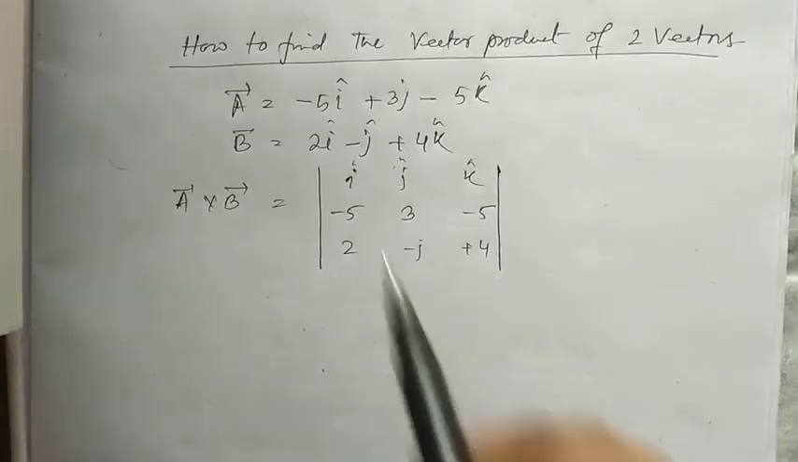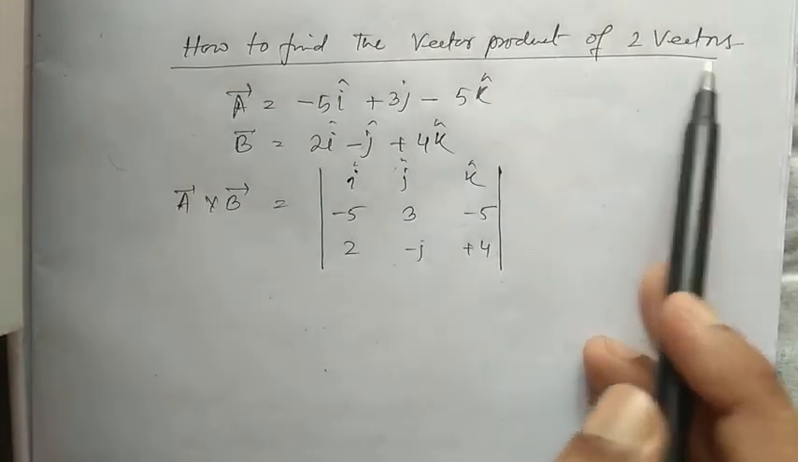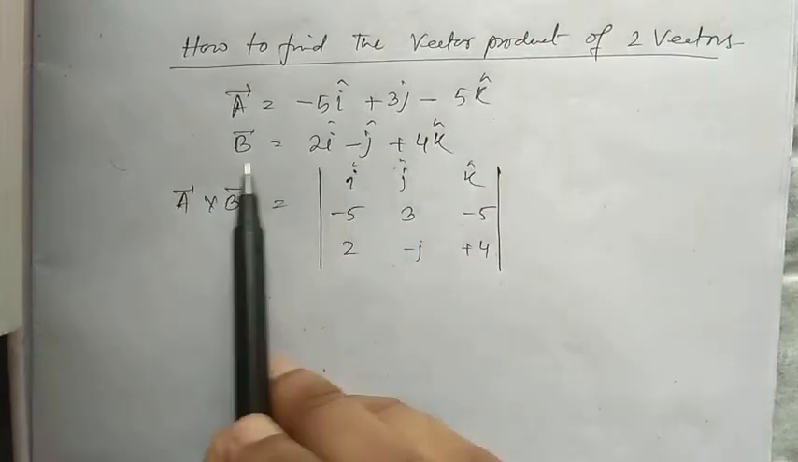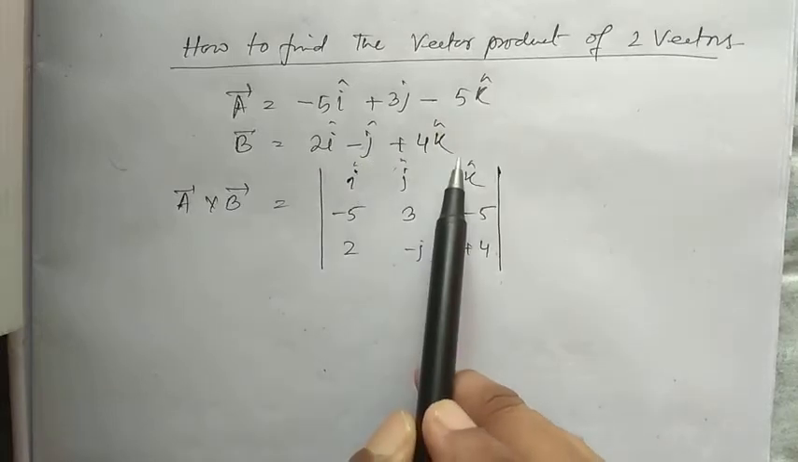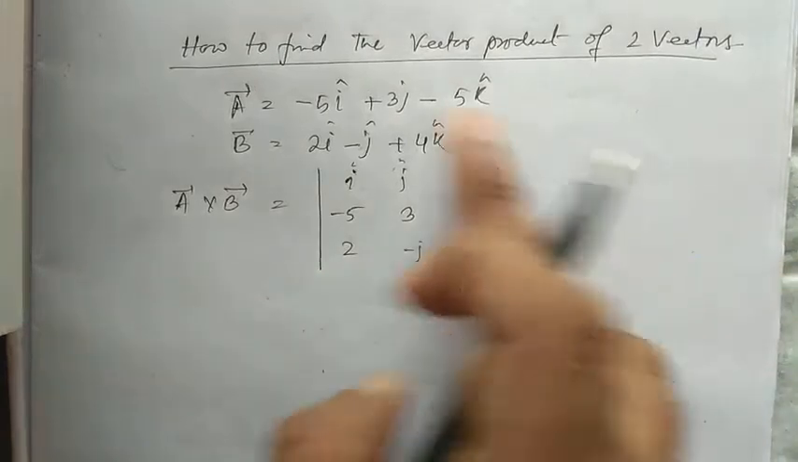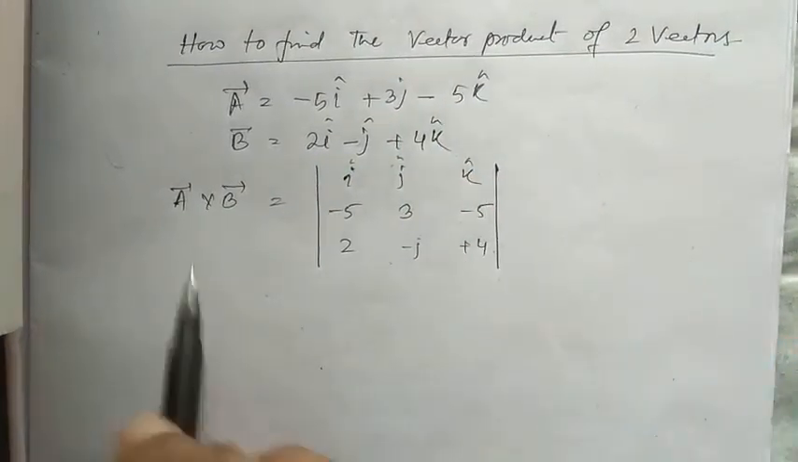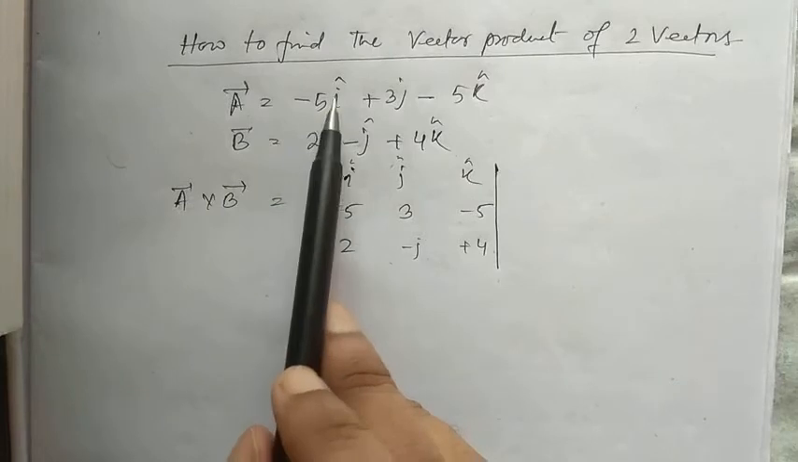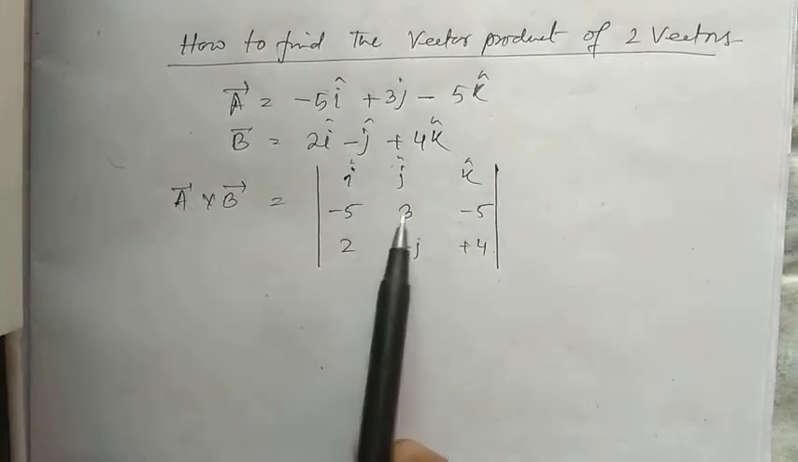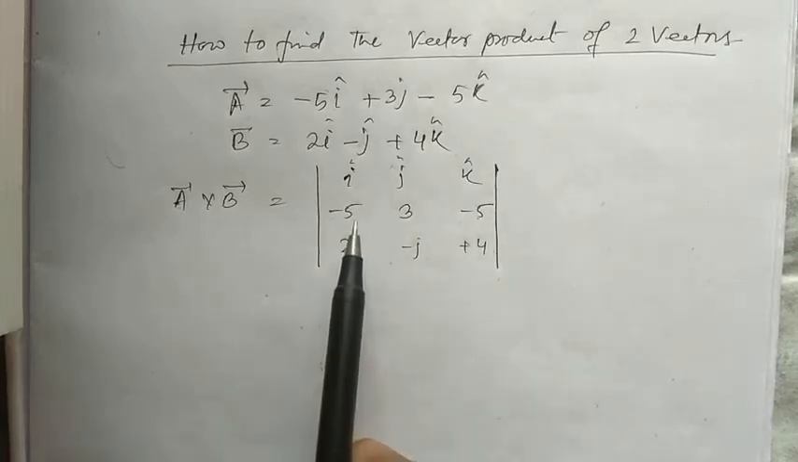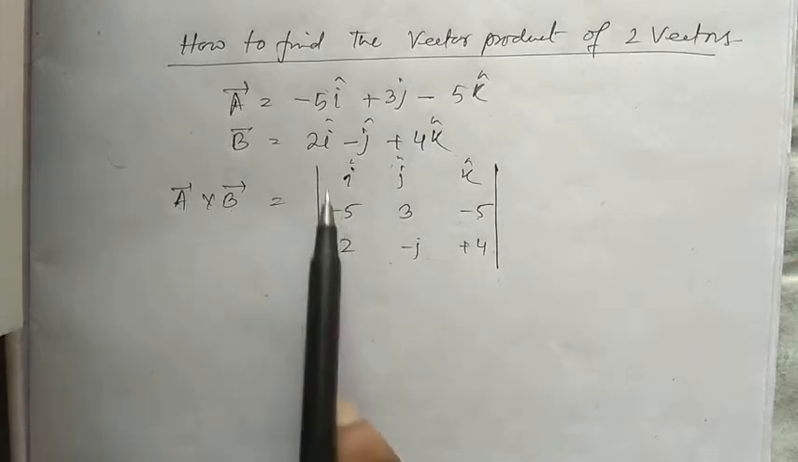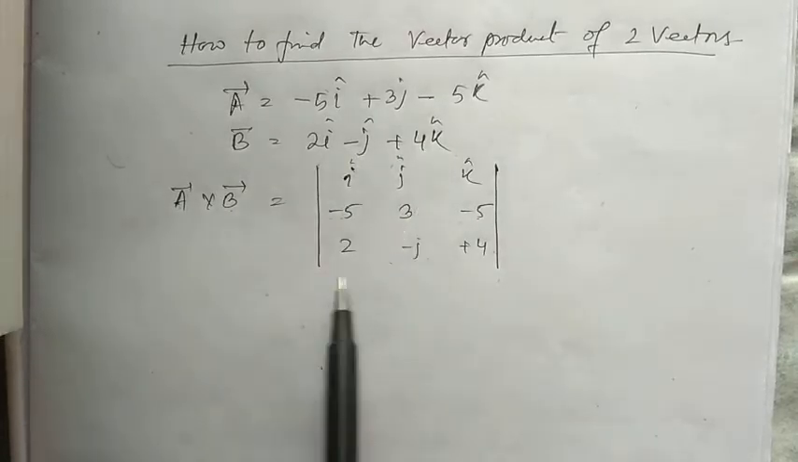Now the last thing, how to find the vector product of two vectors. Suppose vector A is given as minus 5i plus 3j minus 5k, and B as 2i minus j plus 4k. We arrange this in a determinant form. This is not the determinant form yet. i, j, k; as vector A is first, we write the coefficients of i, j, k of A first with the signs: minus 5, 3 and minus 5. Don't forget to write it with the signs. Now the second vector is B. Similarly, we write 2, minus 1 and 4.